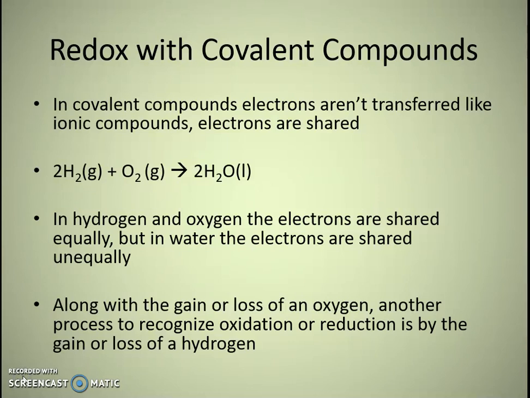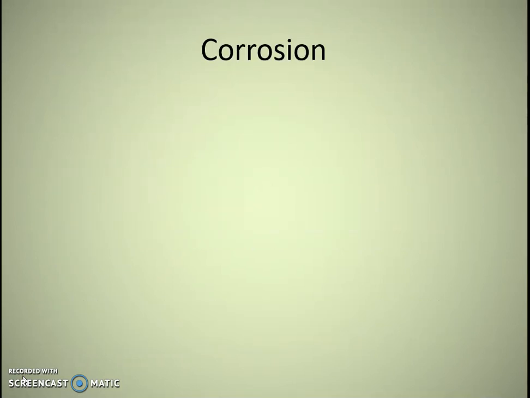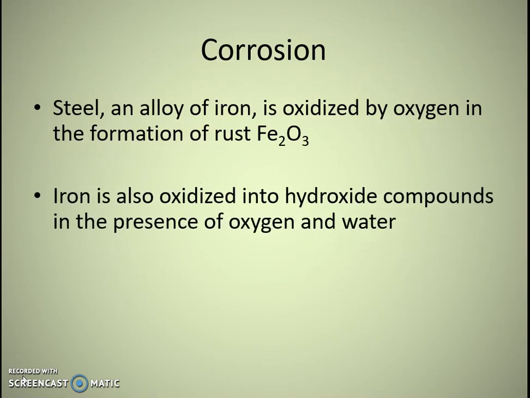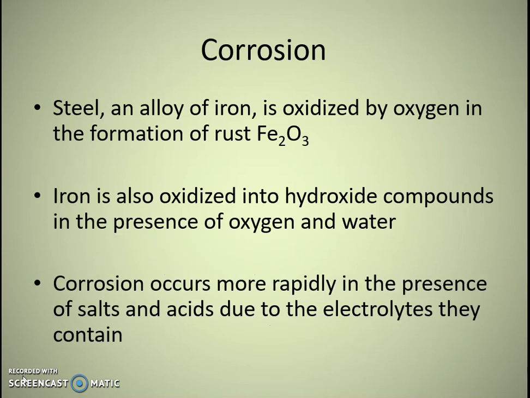So the most common example of redox reactions is corrosion. Think of steel and how it's made up mostly of iron, and iron is oxidized by oxygen to make rust, iron 3 oxide. And when iron is in the presence of hydroxide-containing compounds, and also in the presence of oxygen and water, it gets oxidized very quickly. Also in the presence of salts and acids, because they have those electrolytes, those positive and negative charges, it allows corrosion to happen much more quickly.